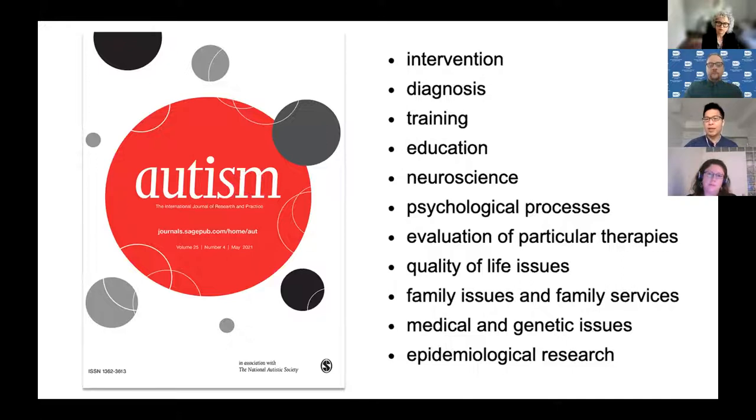As you can see on the right-hand side, these are the areas of interest that this journal publishes. So it spans really widely from basic science to clinical disciplines, but they all need to have practical implications. This is a journal that's funded by Sage in association with the UK's National Autistic Society back in 1997. It publishes 8 volumes per year. So we are a leading autism journal in the field of developmental psychology as well as autism research. We have the privilege to publish high impact and high quality publications from the field.